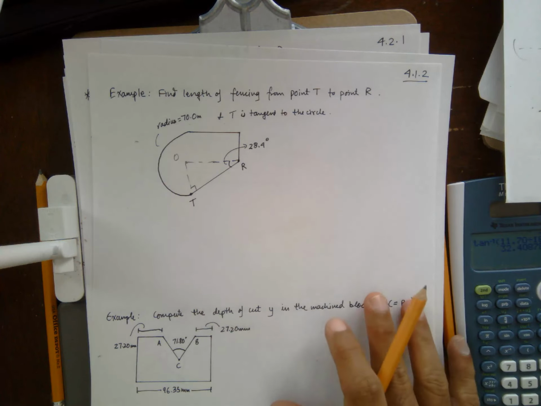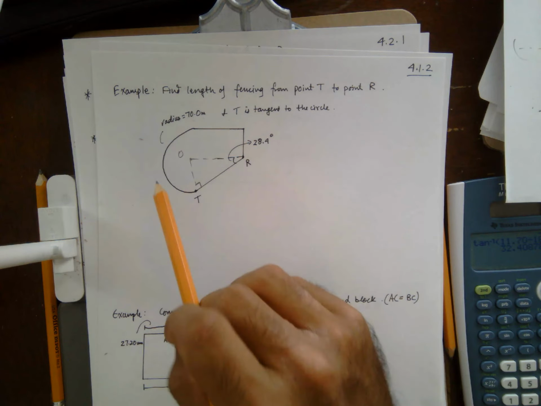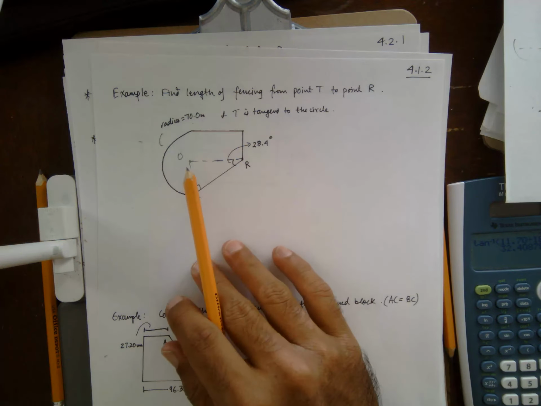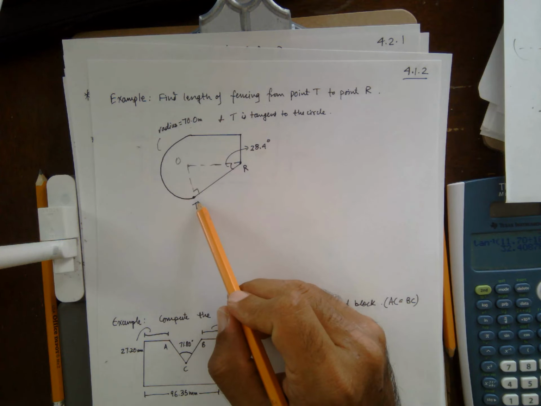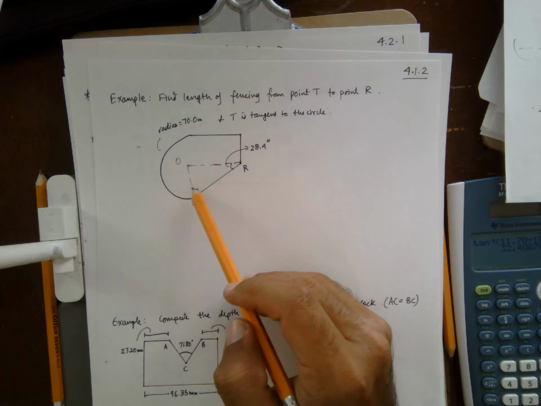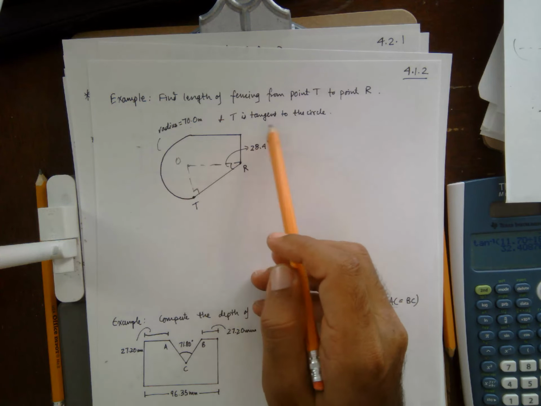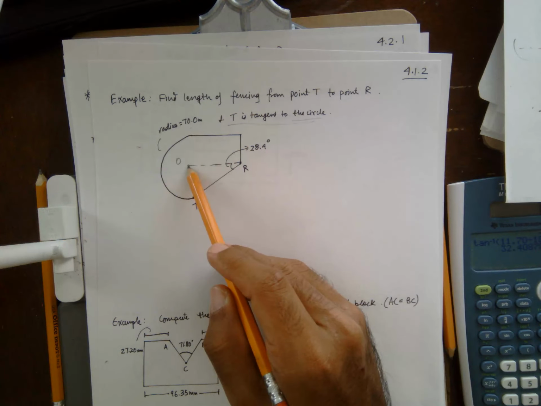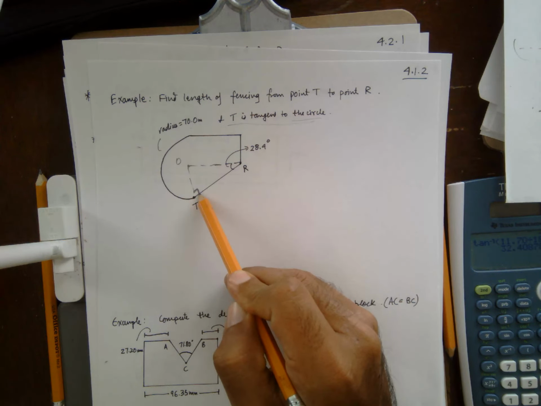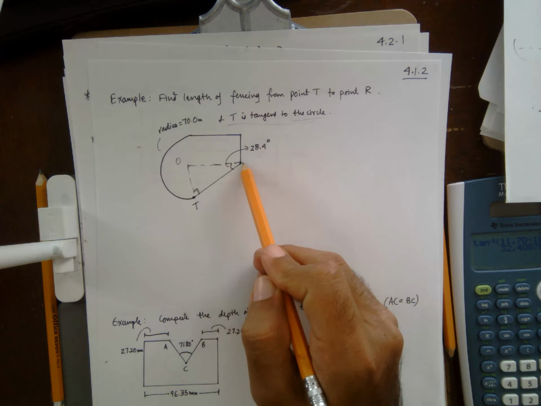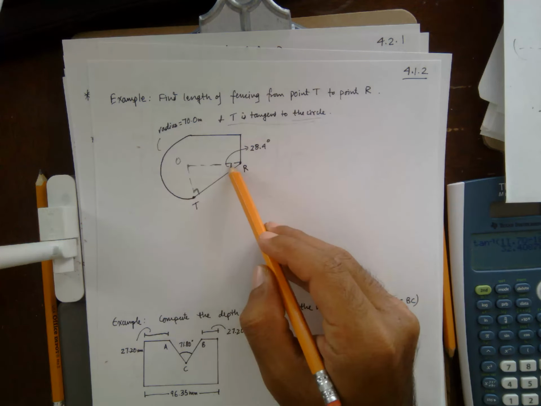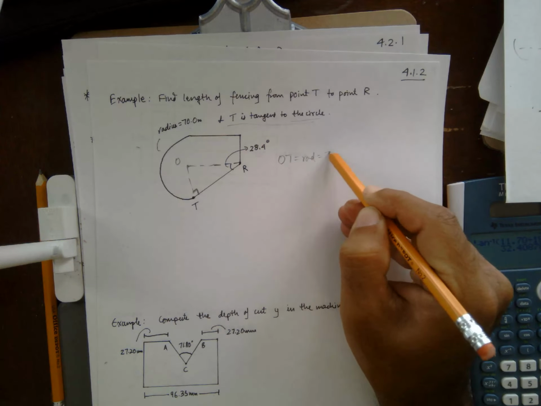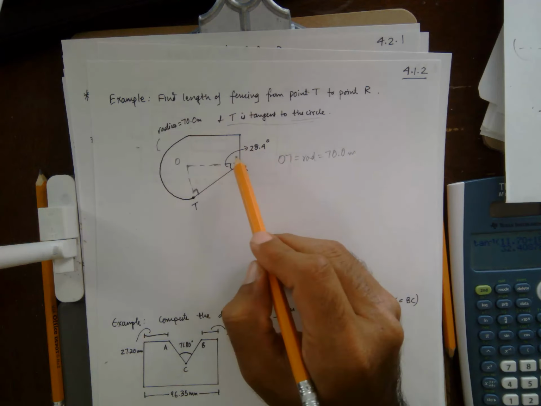Let's look at a second problem. I actually started talking about this problem, so I have a little bit of construction already going on here. It says find the length of this fence from point T to R, and this is part of a circle whose radius is 70 meters and T is tangent to the circle. This is an important piece of information because if you recall, radius is always perpendicular to the tangent, which means I already have a right triangle here. And I have the length OT because that's the radius, which is 70 meters.